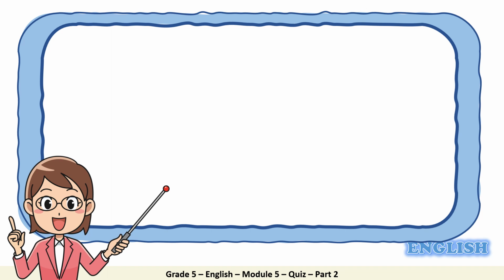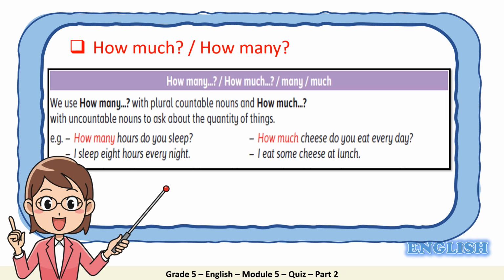Now let's move to the second part of our lesson. In this part, we will discuss two questions that are used to ask about the quantity of things. The first one is how many. We use how many with plural countable nouns. For example, how many hours do you sleep? How many sandwiches did you eat?